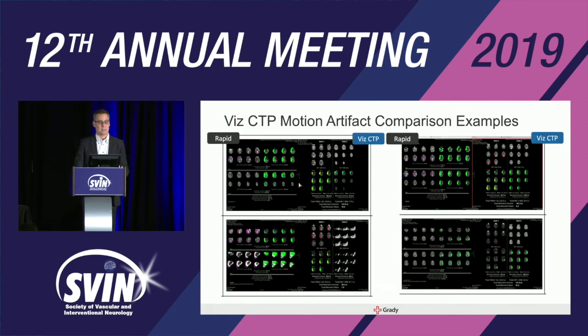You can see some examples here where you can see the two different softwares. You see here a lot of the Tmax greater than 6 lesion. It's actually crossing to the other side, and that does not happen with the Viz CTP software due to motion correction. Okay? Another case here where you see posterior fossa and contralateral Tmax errors, and again, with the motion correction of Viz, you don't see that.